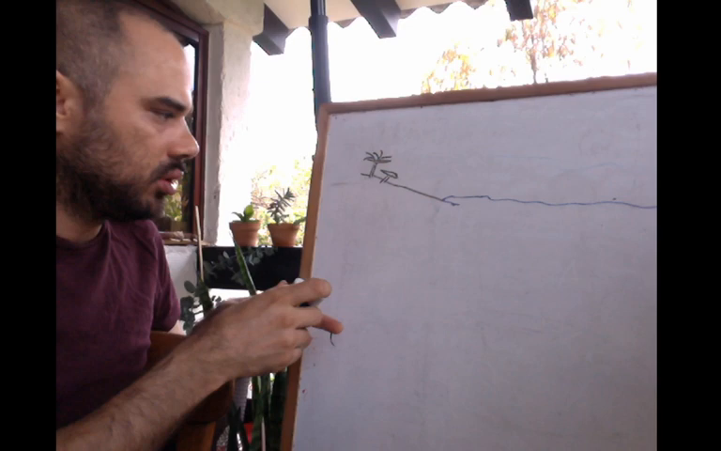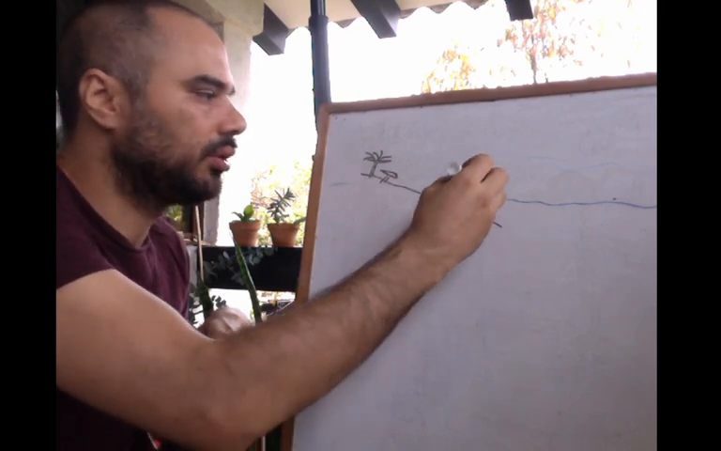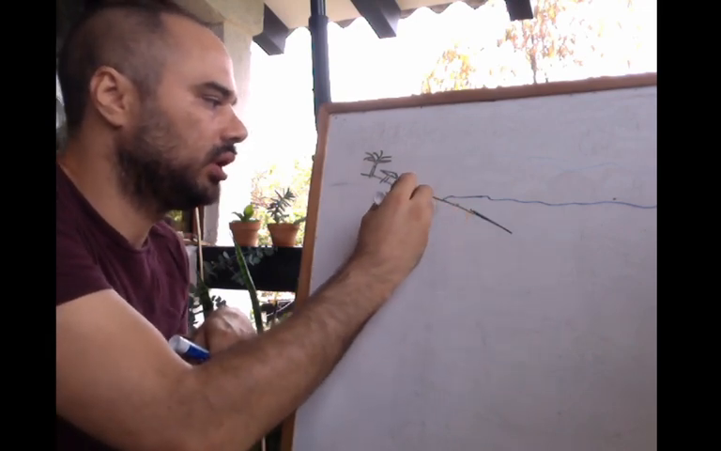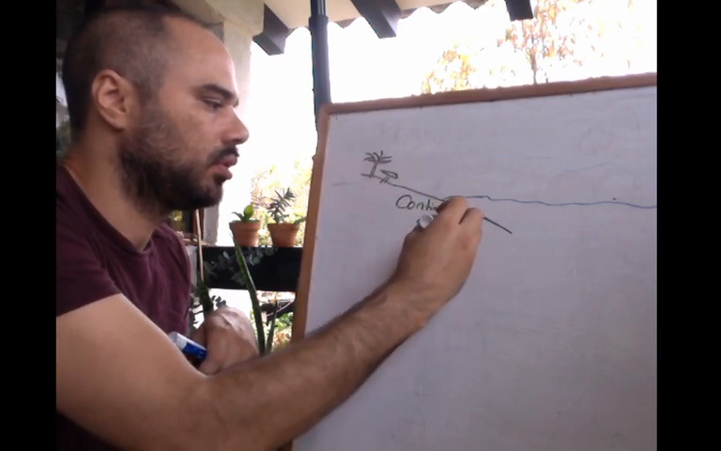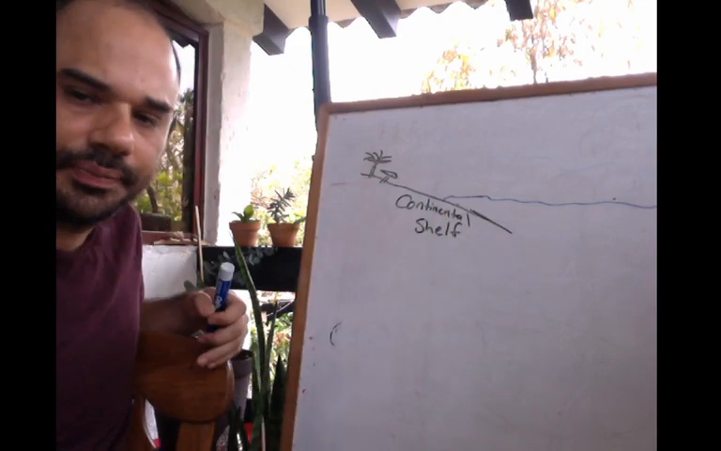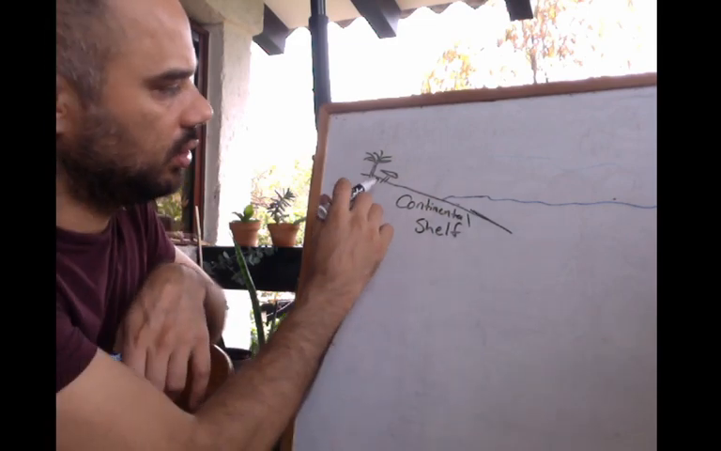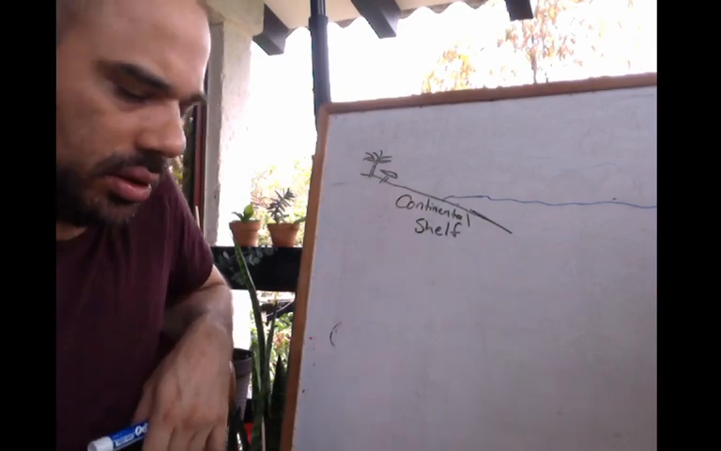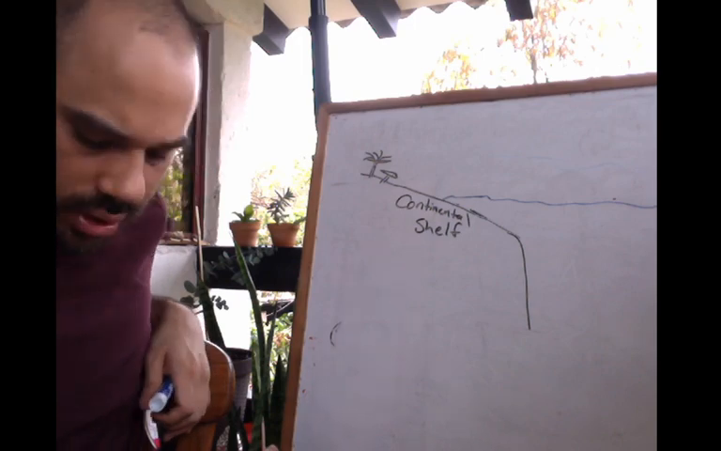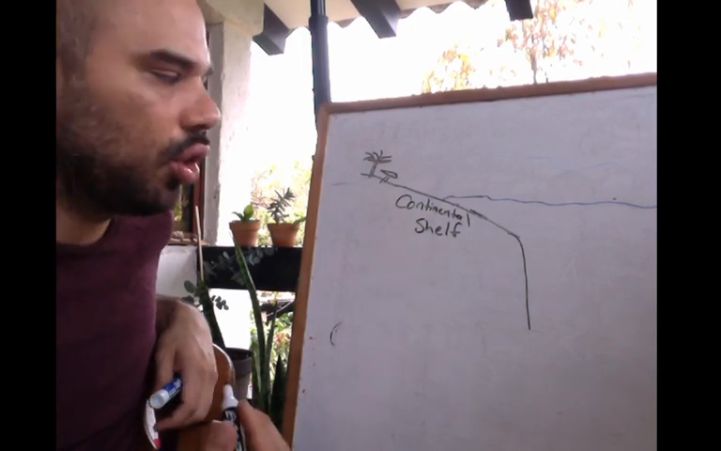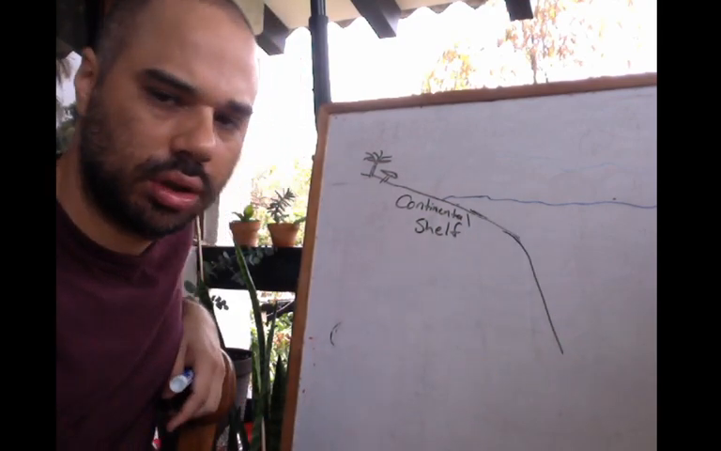So this area that includes the beach is called the continental shelf. And as we can see, it is decreasing in altitude. It has a slant. And where it drops, that's called the continental slope, because it's going to have a big drop. This is the continental slope.